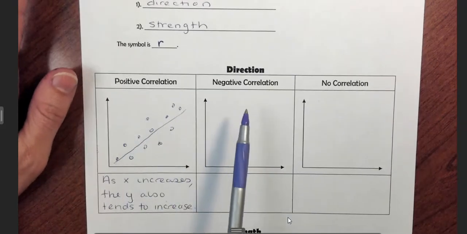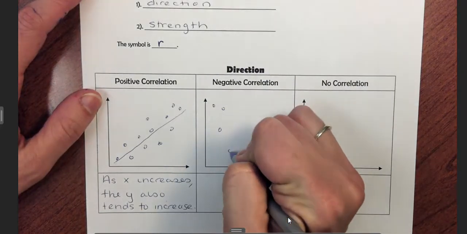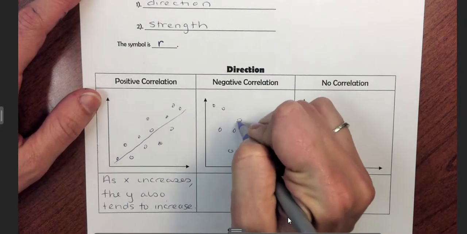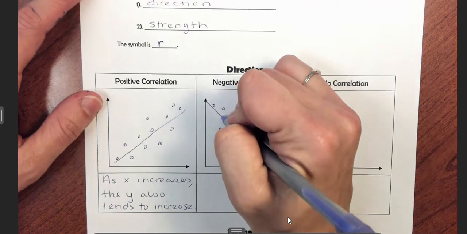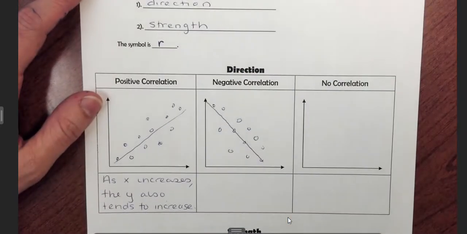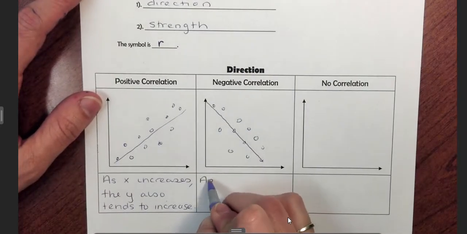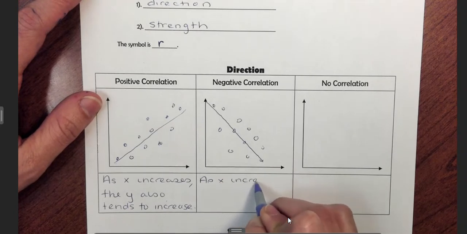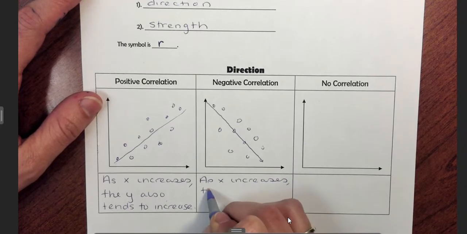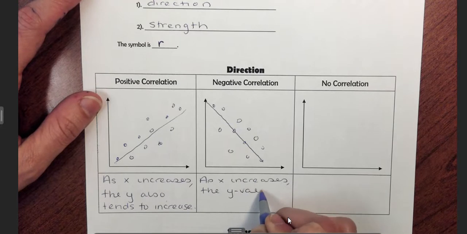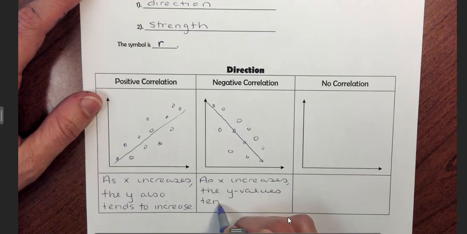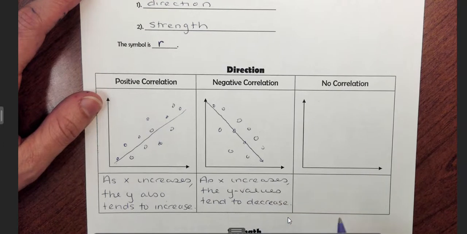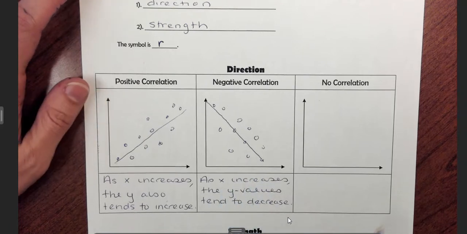You could also have a negative correlation. So as you can imagine, that means our scatter plot is going something like this. And you can see the general trend is it's going down. So that means that as x increases, the y values tend to decrease. Right, because you can see that as x is getting bigger, the y values tend to get smaller and smaller.